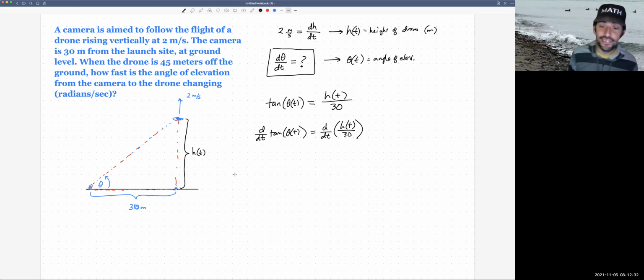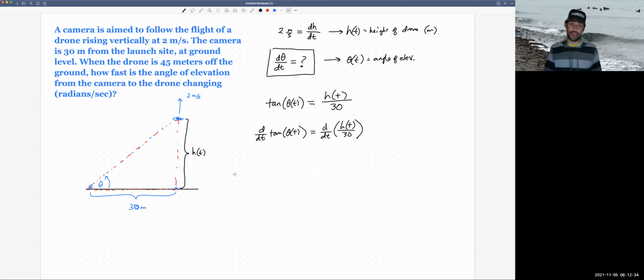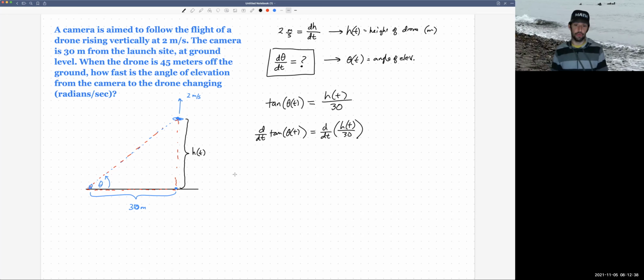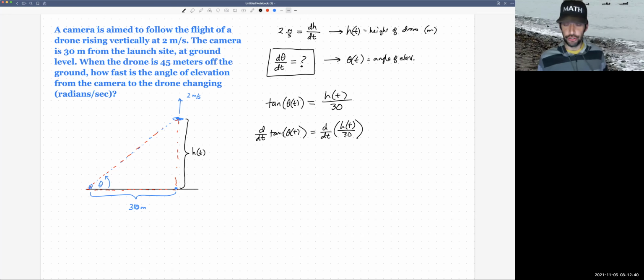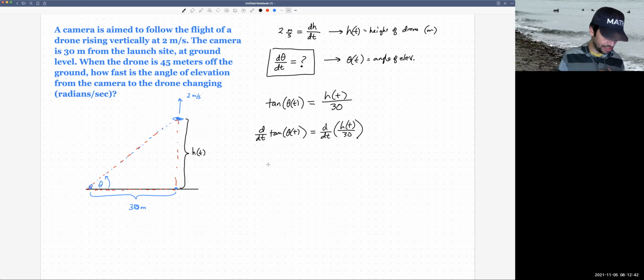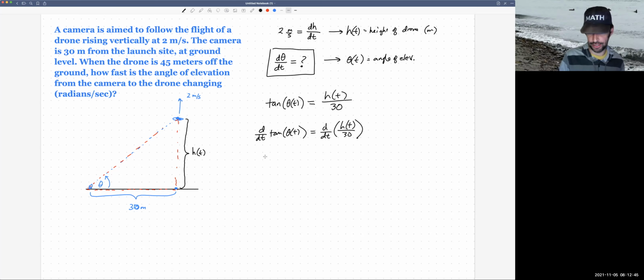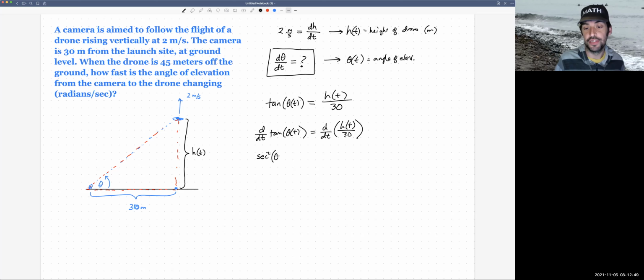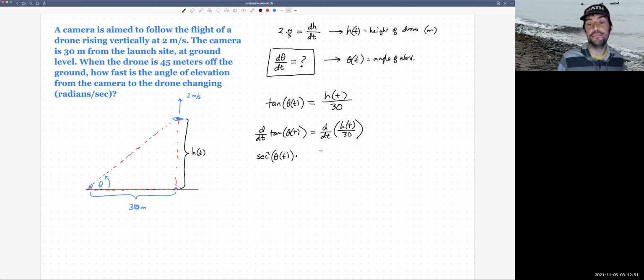Okay. Now, on the left-hand side, notice what we have. I've got the tangent function, and I've put another function inside of it, chain rule, all right? So the derivative of tangent is secant squared, and we leave the inside alone. And then we multiply it by the derivative of the inside.